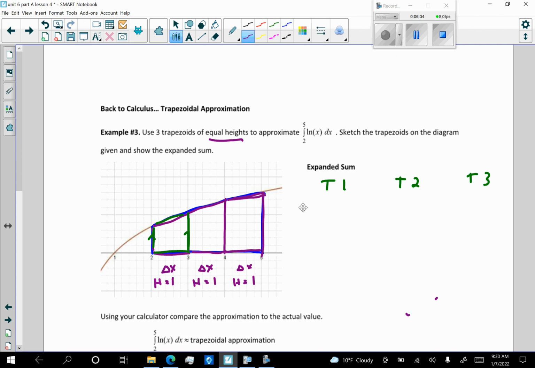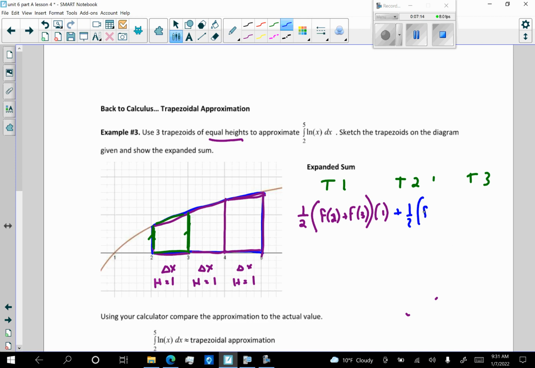I'm going to employ the formula. It's going to be 1/2 times the sum of the bases. And the bases here are going to be f of 2 plus f of 3, times the height, which is 1. That's trapezoid 1. So this is f of 2, and this is f of 3. The function values are the bases of the trapezoid. So that's trapezoid 1. Trapezoid 2 is going to be 1/2 the sum of the bases.